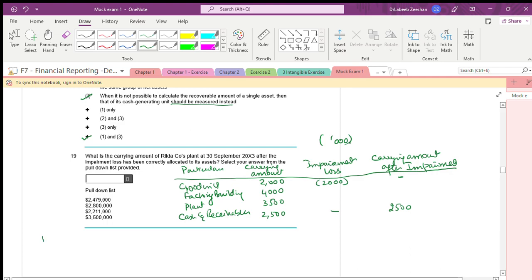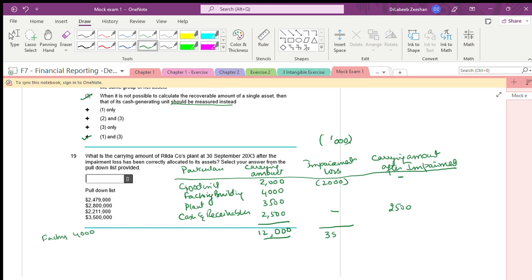Factory building is how much? Factory is 4000. Now, what is the total of this? 7, 10, 12. It comes to how much? The impairment loss is 3500.